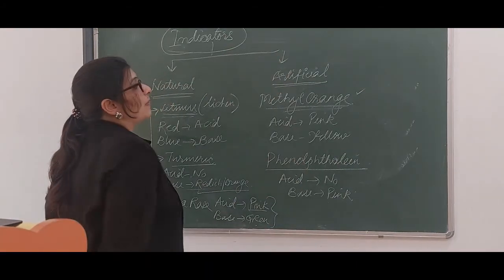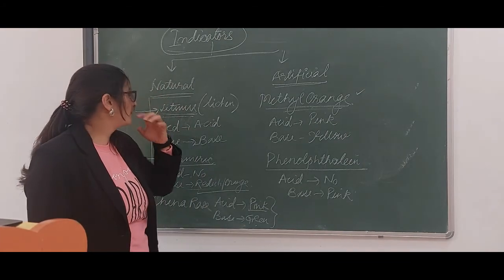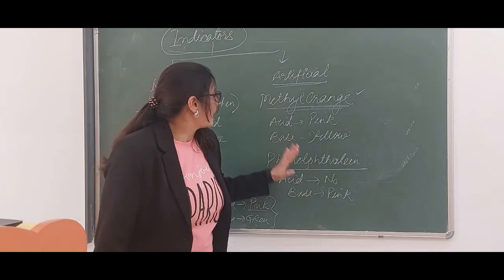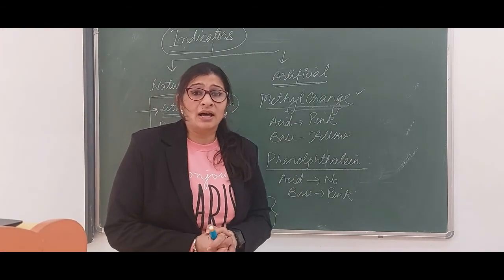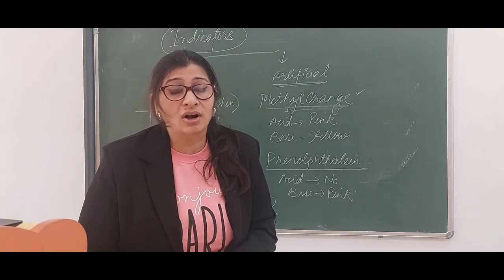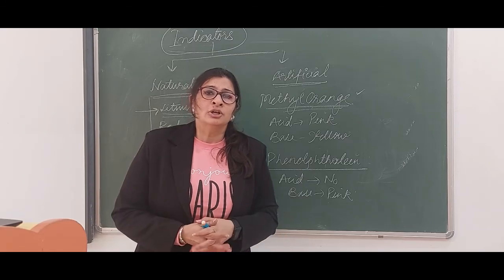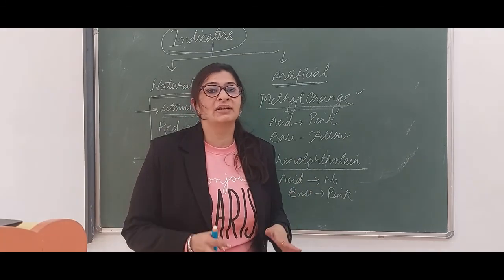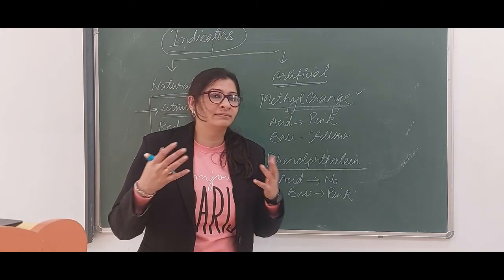So this is all about the indicators. We have two main types, natural and artificial. These are the natural indicators which you can use in lab, and these are the artificial indicators which you can use in your lab. Okay, so that is all about acids, bases and salts for grade 8. I think in these 20 minutes you have studied the whole chapter of grade 8 acids, bases and salts. Okay, and that's all for today.